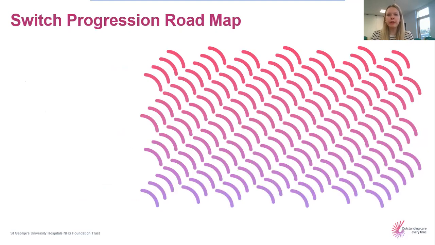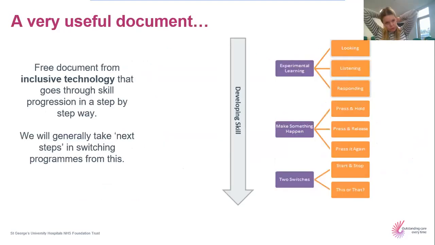So the switch progression roadmap, which we talked about earlier, is a free document from Inclusive Technology. So you can go on the Inclusive Technology website and download that. And that's generally where we look at next steps. They've got a switch progression roadmap. So they break switching down into experimental learning. So that's just looking at the switch, being around the switch, maybe listening to an auditory effect that it's caused, just being aware it's there, responding to the switch and its effect.